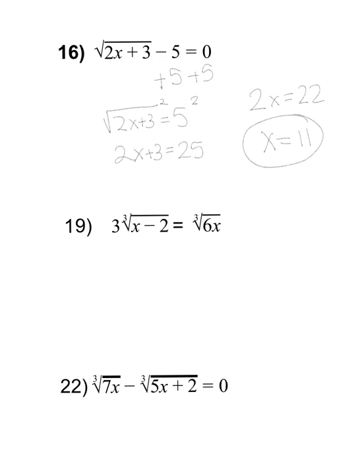Number 19, now this is cube rooted, so I'm going to cube both sides. Don't forget about that 3 on the outside. It's going to become a 27 times x minus 2 equals 6x. So I have 27x minus 54 equals 6x. I subtract the 6x, which is 21x, equals 54, and I divide both sides by 21. X is approximately 2.5.